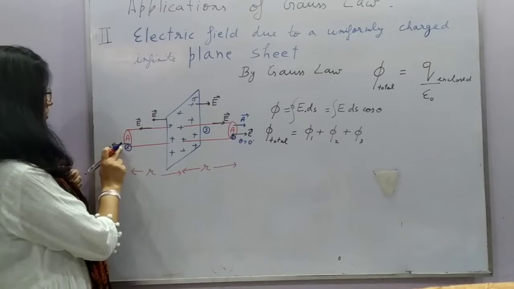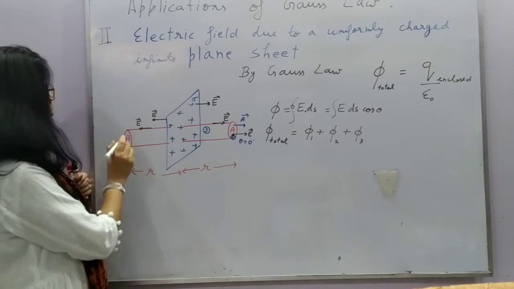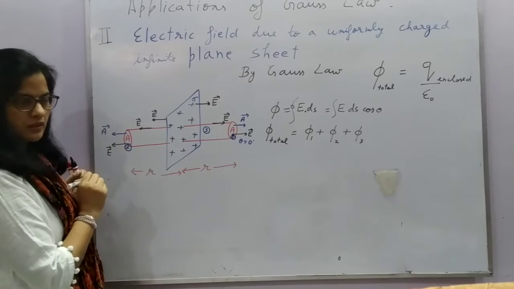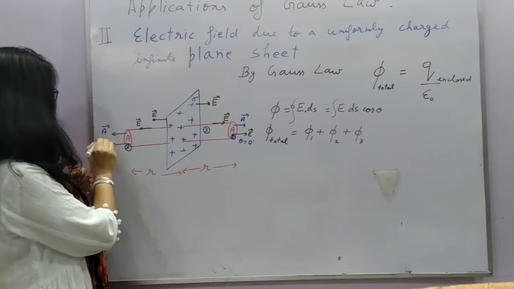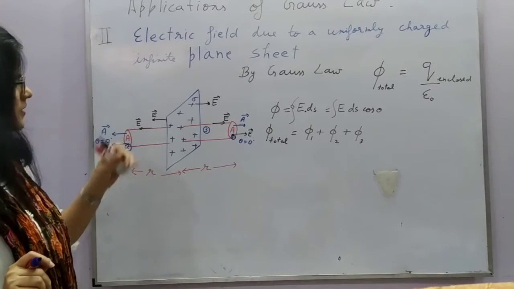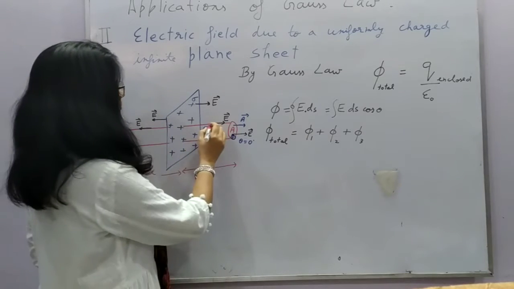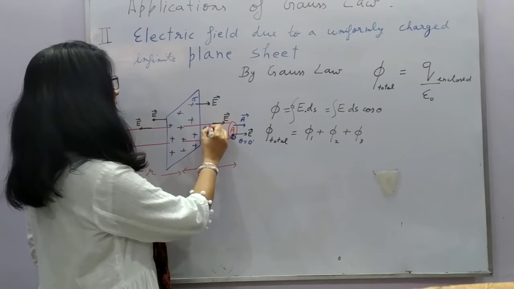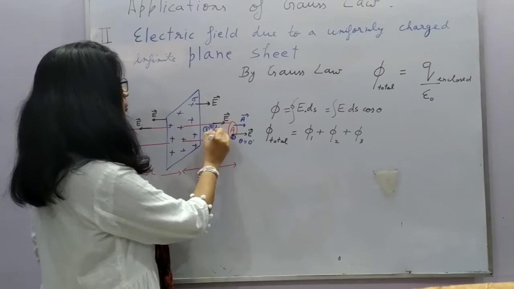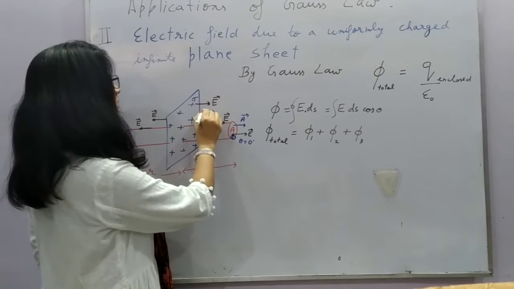Similarly, the electric field vector is this way and the area vector is always normally outwards. So what will be the direction of the area vector? This one. So here also theta is 0 degree. Now let's consider the curved surface. If we consider a small surface area ds3 over here, what will be the direction of ds3?